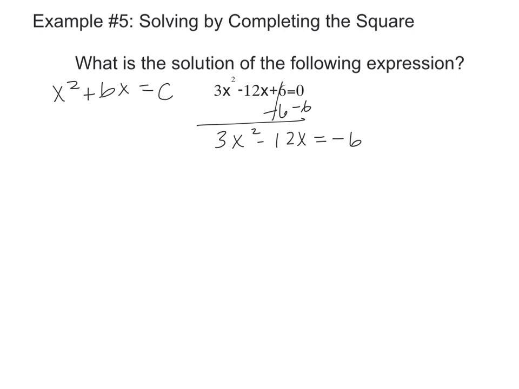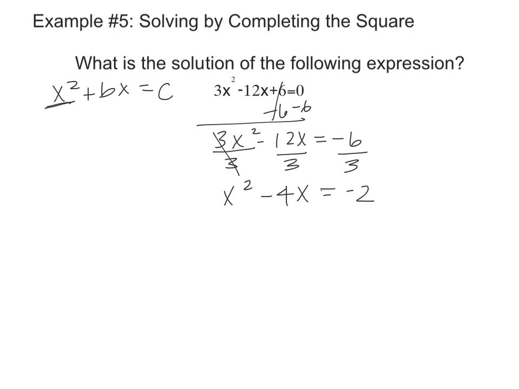Okay, after that, again, we're trying to get it into x squared format. So right now we have a 3, so we need to get rid of that 3 by dividing. So we need to divide by 3 to every term. And that will leave us with x squared minus 4x equal to negative 2.